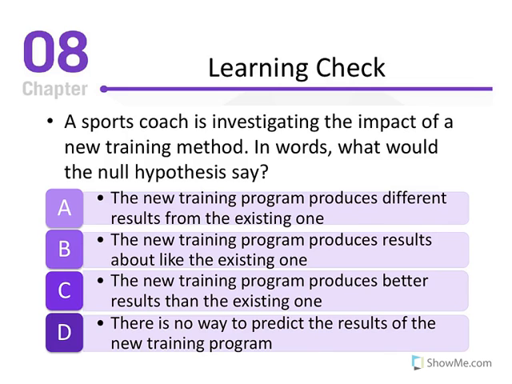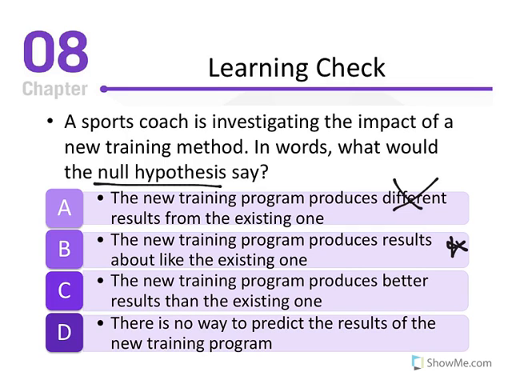So let's consider these statements. The new training program produces different results from the existing one. The fact that it includes this word different indicates to us that that is not a reflection of the null, because the null is saying everything is equal, things have not changed, there is no difference. The new training program produces results about like the existing one. Well, if it's saying that they're like the existing one, then it appears that it's indicating equality. So as we move through these statements, this one seems to be the most viable thus far, but let's go through the other ones as well.